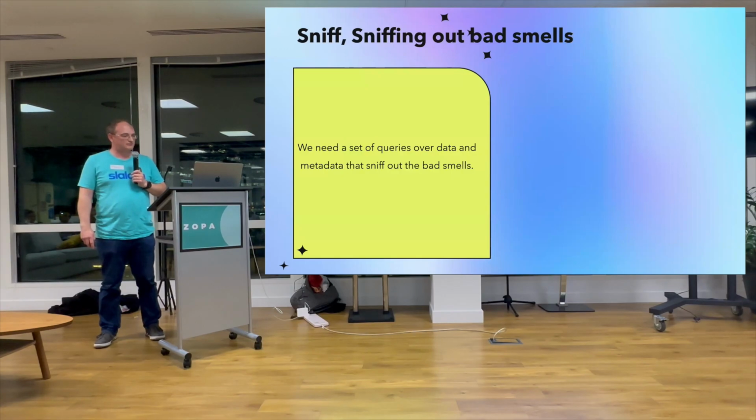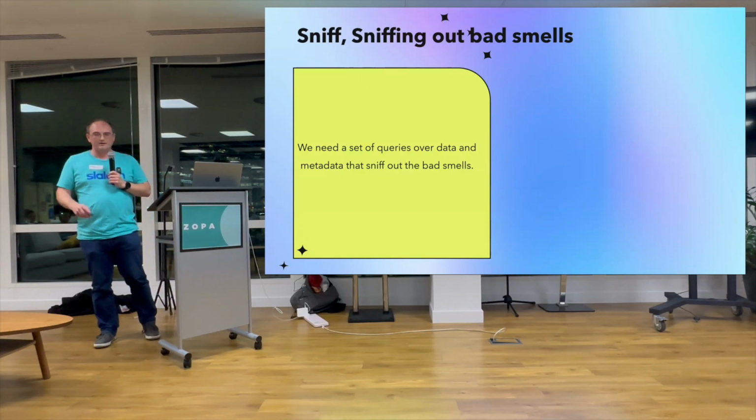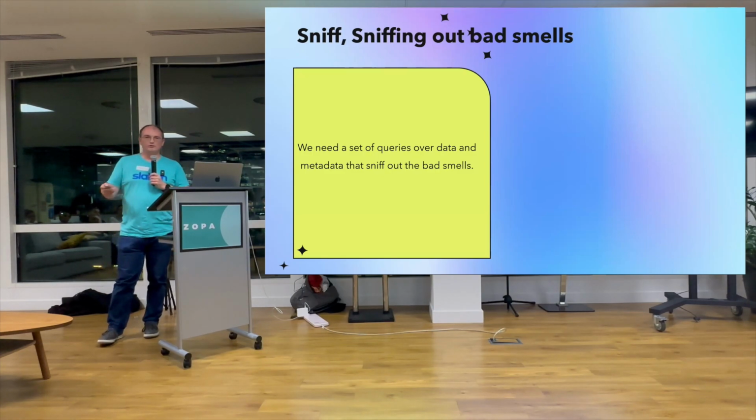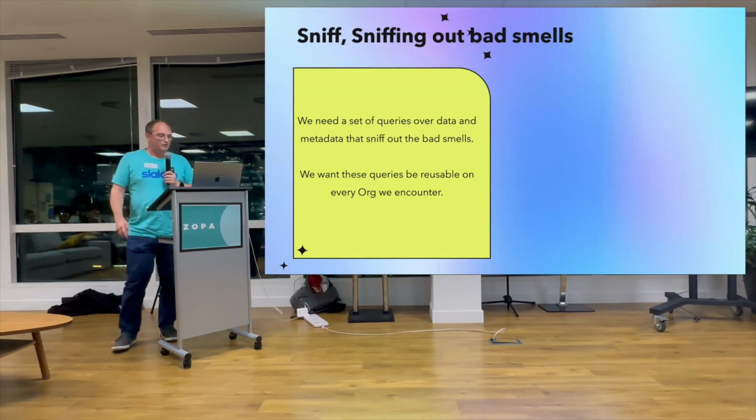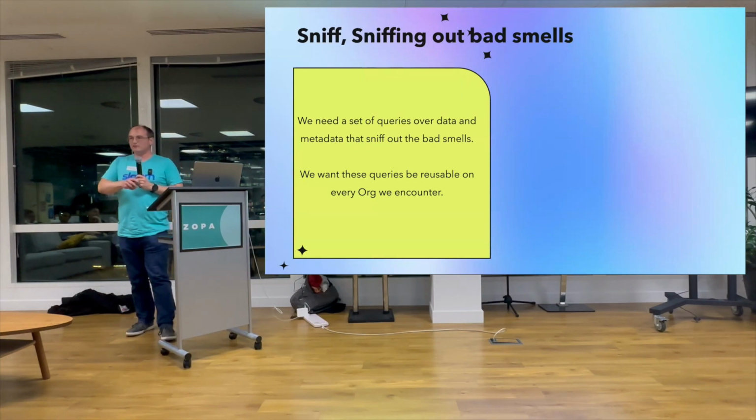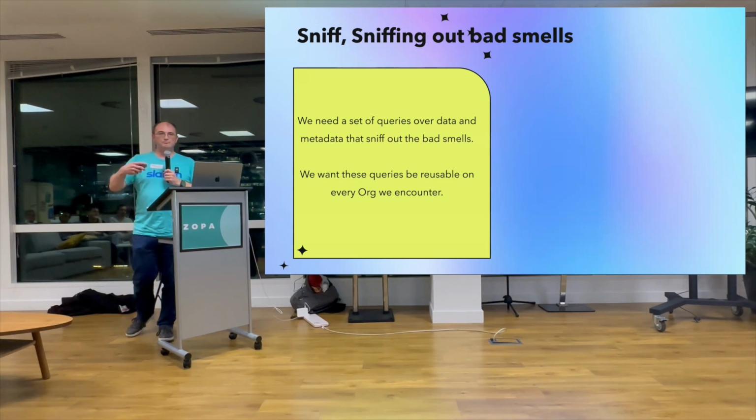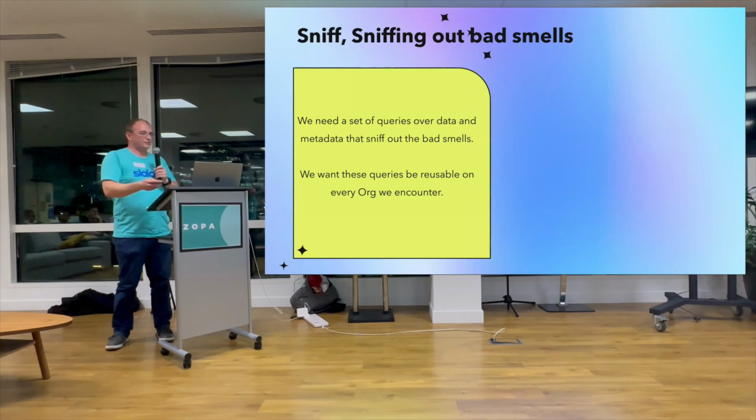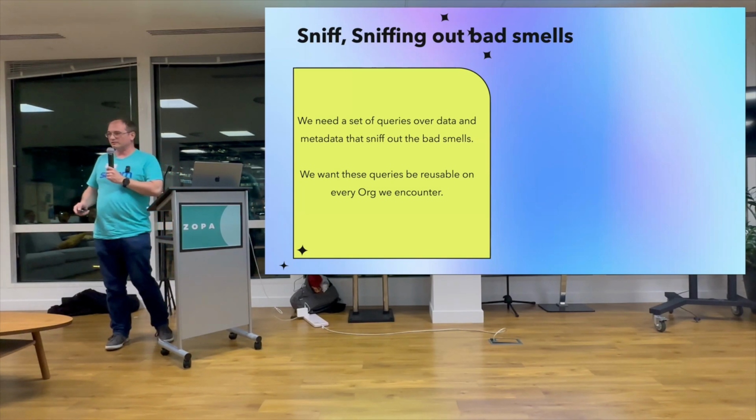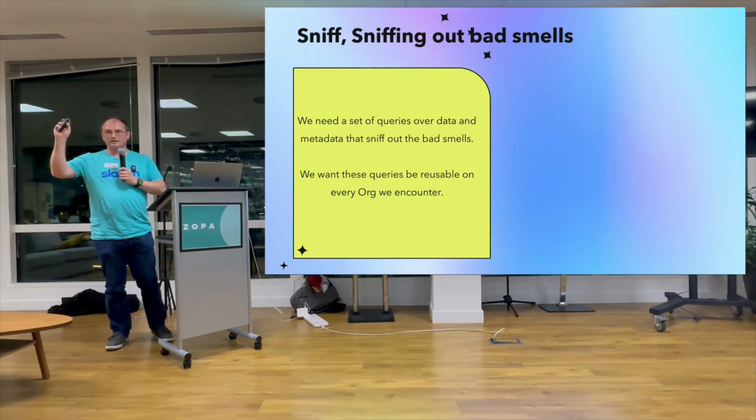We need a set of queries over our data and our metadata that flags them up to us. We don't want to be doing all this manually, because that is a massive pain. We want them to be reusable. So if we're a consultant or contractor going into multiple orgs, we want to be able to do this everywhere we go. We don't want to have to rewrite this all the time. We want it to be portable and modular, so I don't have to worry about what the schema is in this particular org. I can just point the tool at it, run it, and I get results and have a look.